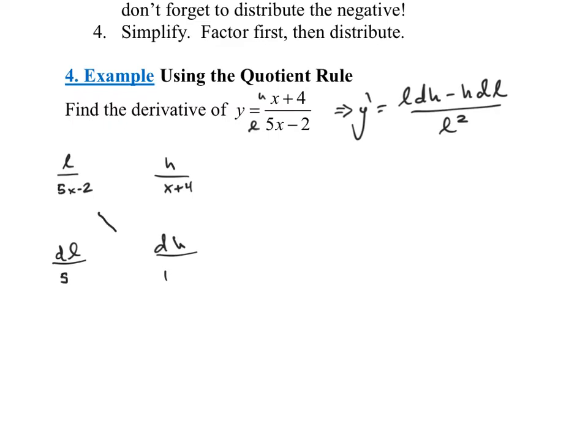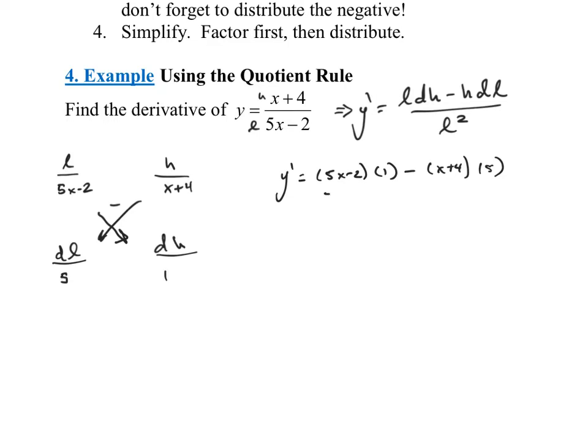So what we're going to do here is low d high minus high d low over what's below squared. Let's go ahead and plug that in. So y prime would equal the low function, which was 5x minus 2, times the derivative of the high function, which is a 1, minus the high function, which is x plus 4, times the derivative of the low function, which is 5.